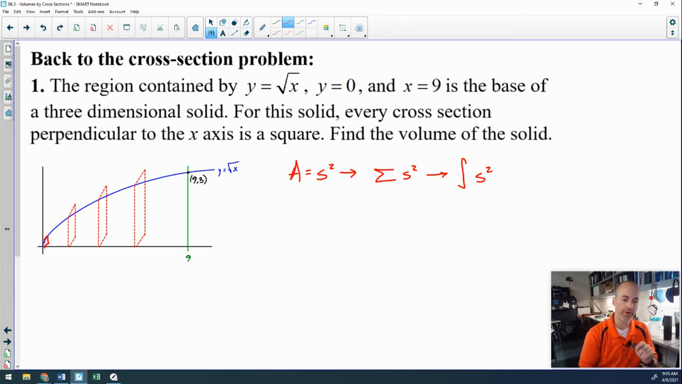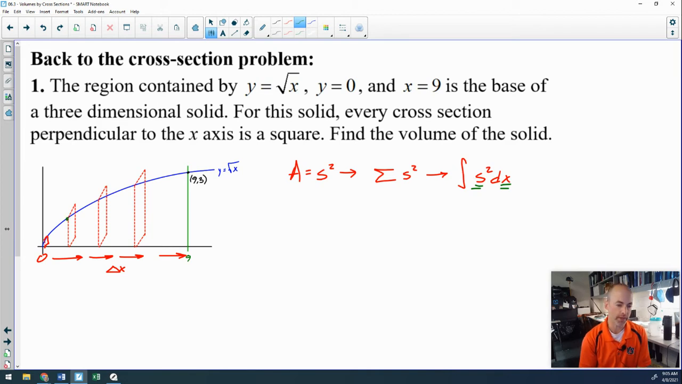And then the next thing I want to do is realize that my squares, I'm starting over here at x equals 0, and I'm moving to the right. If I'm moving my squares to the right, that is a change in x, which means I'm going to be integrating this with respect to x, which means I have to get the area of my square in terms of x. I cannot do s squared dx. I have to have something in terms of x.